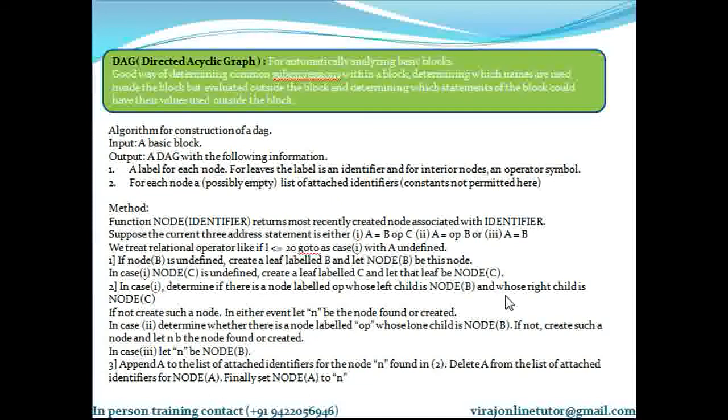So what is the algorithm for constructing a DAG? What is the input to this? A basic block. So all the basic blocks are input to a DAG. What is the output? The output is a DAG that we construct with the following information. It has a label for each node. For leaves, the label is an identifier.